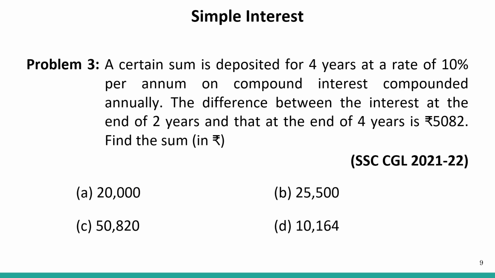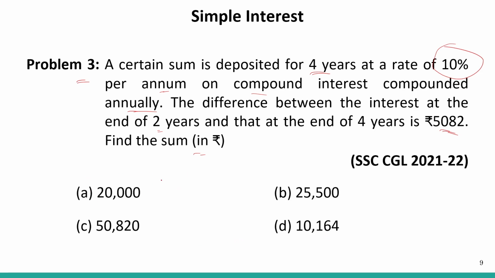So let's see problem number 3. A certain sum is deposited for 4 years at a rate of 10% per annum on compound interest compounded annually. The difference between the interest at the end of 2 years and that at the end of 4 years is 5082. Find the sum in rupees. This question appeared in the SSC 2021-22 paper. The options are 20,000, 25,500, 50,820 or 10,164. Let's see which among these four is actually the correct answer.